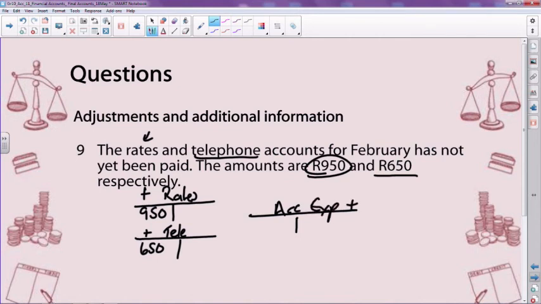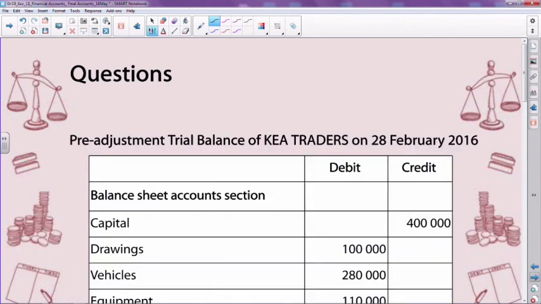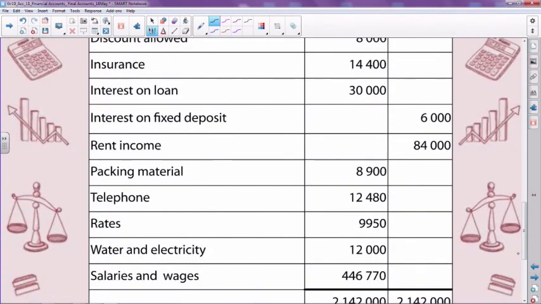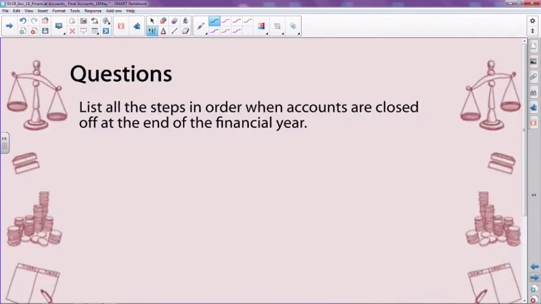Accrued expenses will go up with 950 and 650, and now I need to fill it into the pre-adjustment trial balance. Accrued expense is a liability, and as you can see, I'm not adding it up, I'm showing it separately. Then you need to go to rates. Where is rates? There's straight nominal, it is plus 950, and telephone plus 650, because it increases on the debit side.